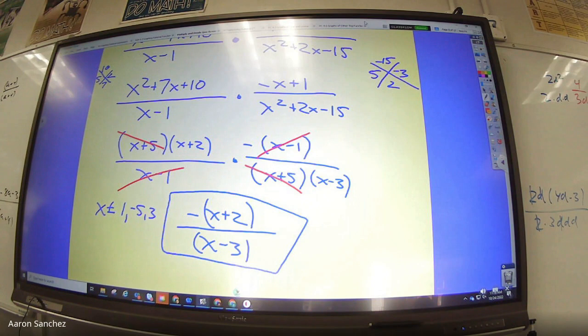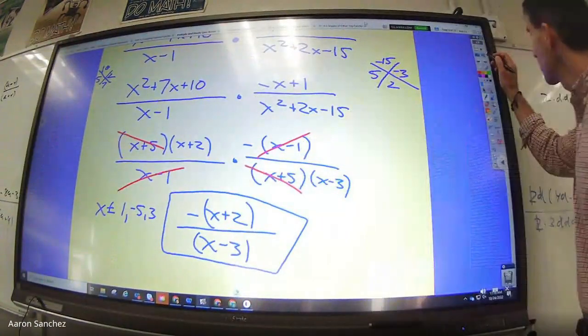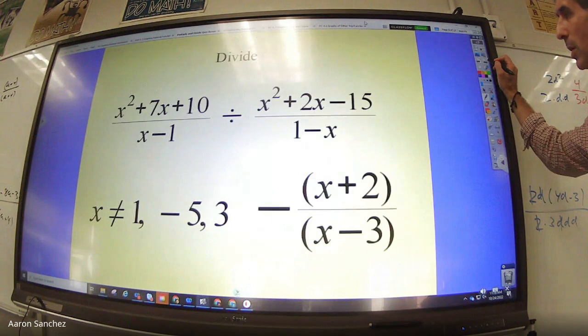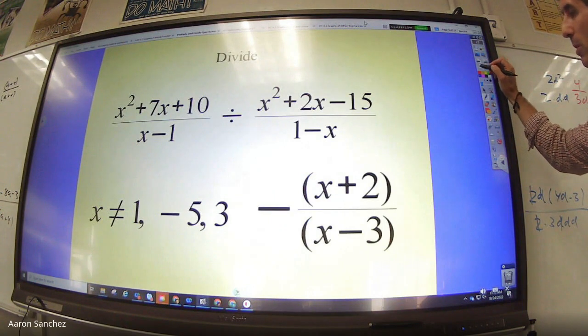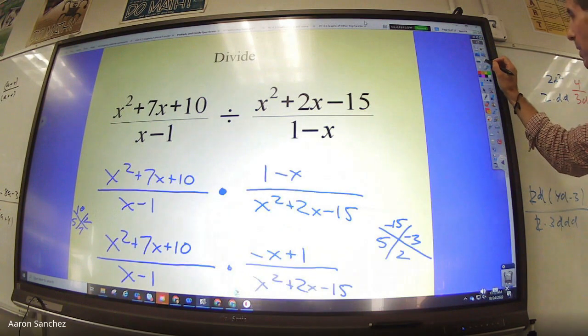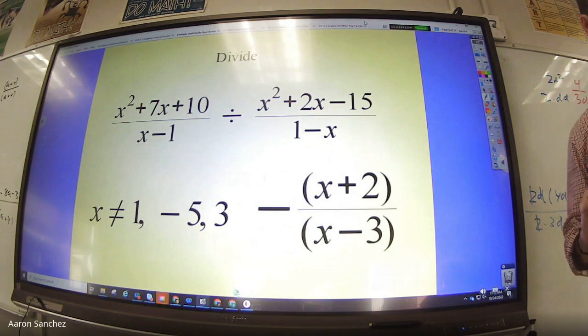You can't simplify it more, can you? Oh, like multiply it? You can do that, sure. I'll accept either one. Negative x plus 2. Let's see, here's another way. Just put the negative on the outside, too, right? Anyhow, there's the answer. One more problem, then we're done.